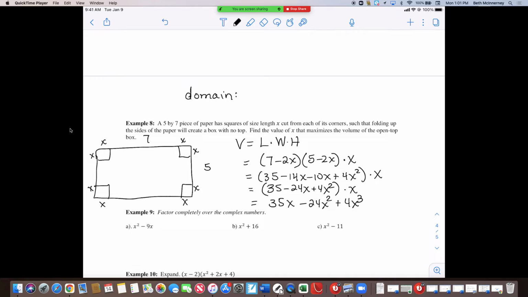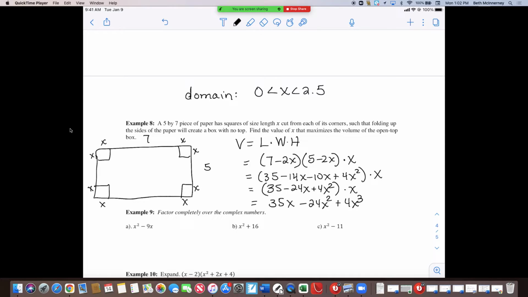So here's my domain. My domain has to be a number between 0 and 2.5, but not 0 and not 2.5. Do you understand why I chose that side instead of the 7? If I tried 7, I could have done 3 off of each end, but that didn't work on the shorter side. So I went with my shorter side. Okay, so now I'm trying to find what x would be that's going to be between 0 and 2.5 that would give me the maximum volume.